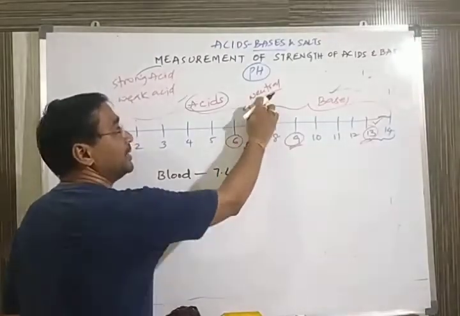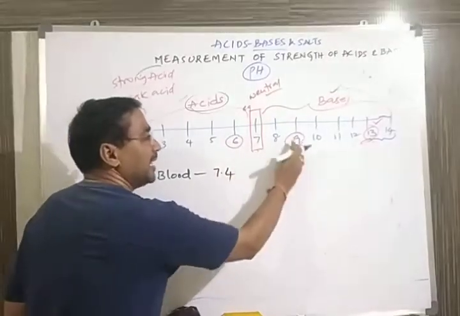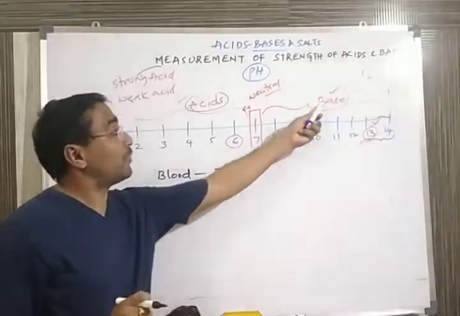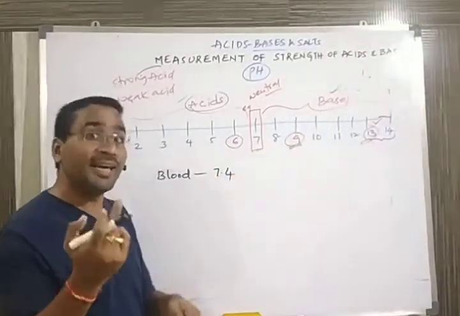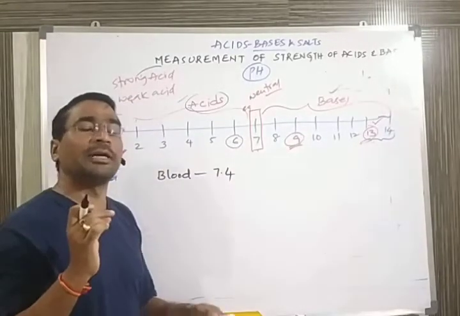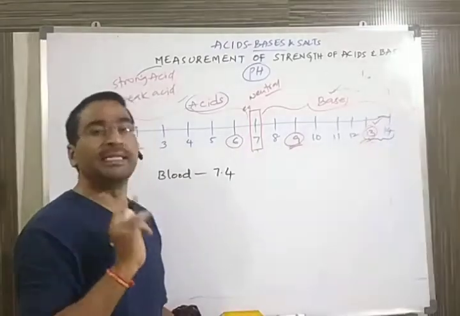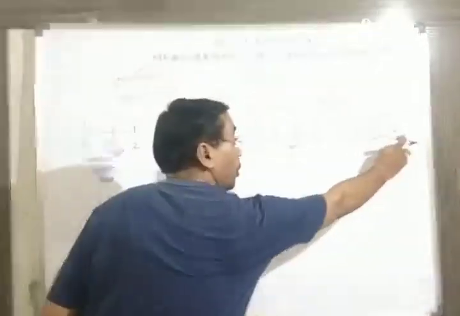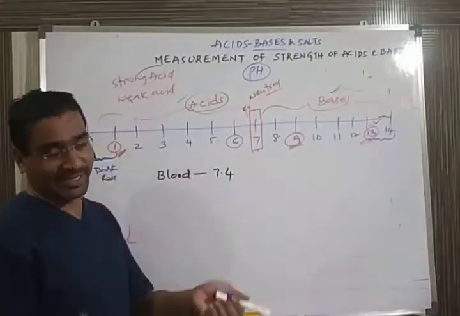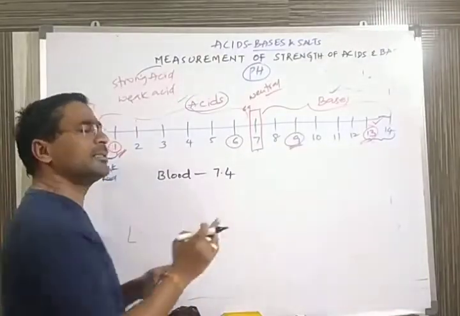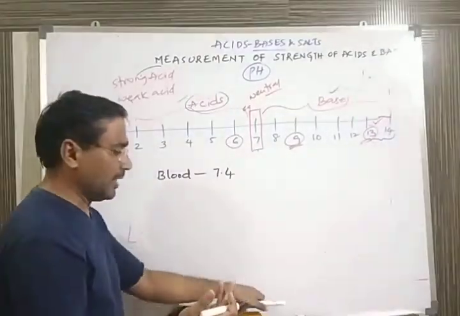7 is neutral, and 0.4 means greater than 7. Greater than 7 means what type of nature? Base. But we call it a mild base, meaning less basic in nature. If it has a higher pH value, it is a strong base. Here it is 7.4, so it's a mild base.